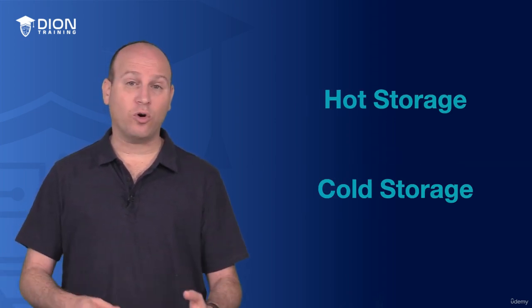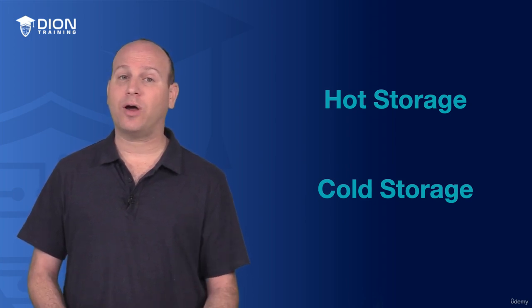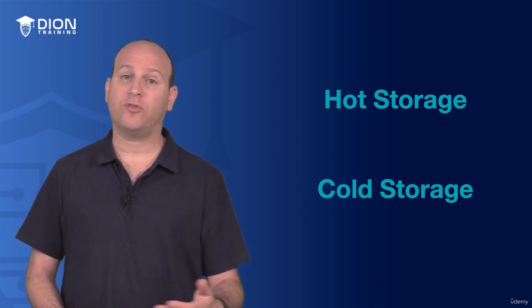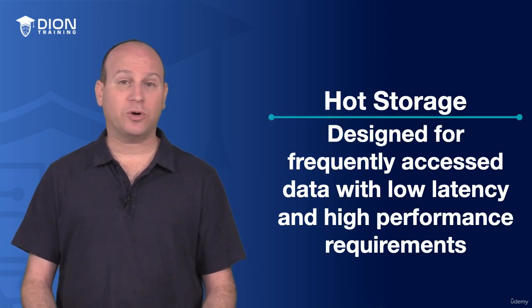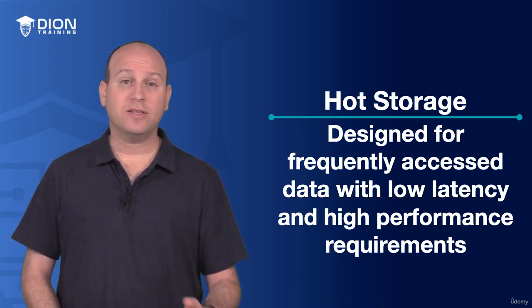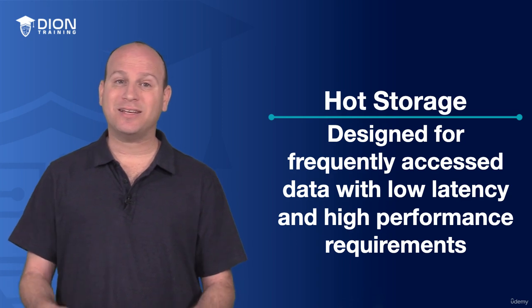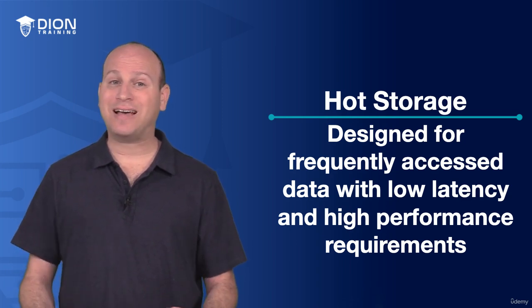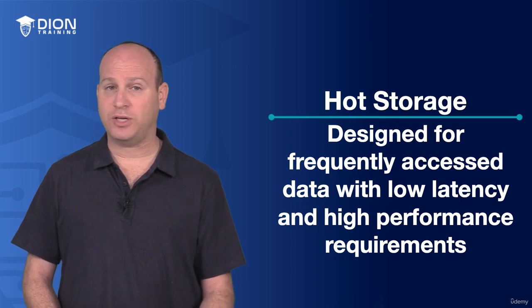Additionally, providers may offer different storage classes such as hot or cold storage, and each of those will have different performance characteristics that will meet the different requirements for workloads based on the cost, requirements, and access patterns that you're going to have. Now, let's talk about hot storage. This is designed for frequently accessed data. Typically, it has low latency and high performance requirements. This type of storage is typically more expensive than using cold storage, but it is necessary for applications that require fast access to frequently used data, such as databases or virtual machines.